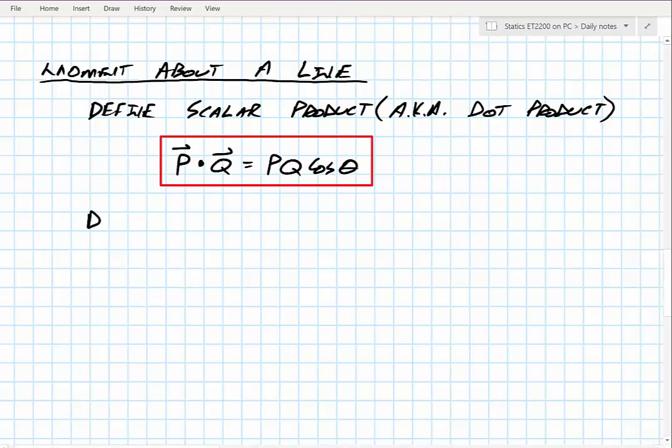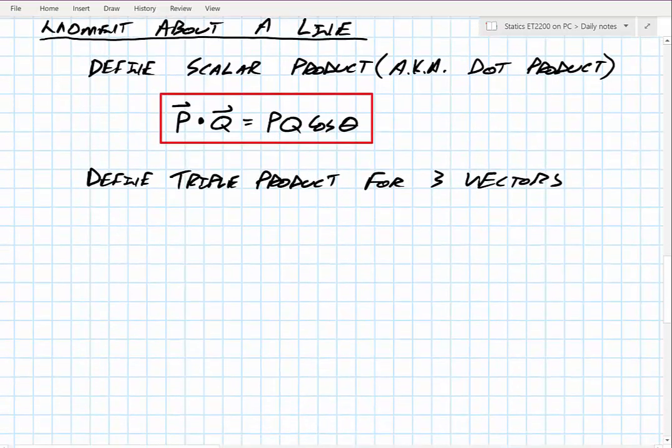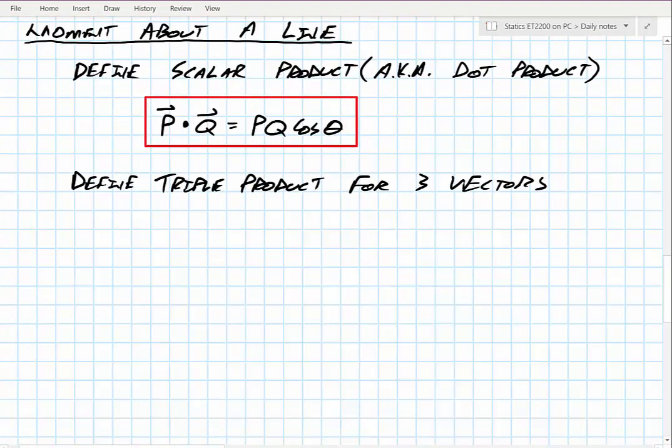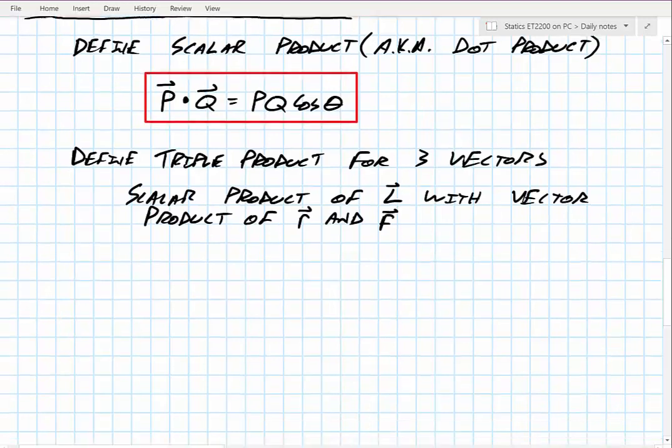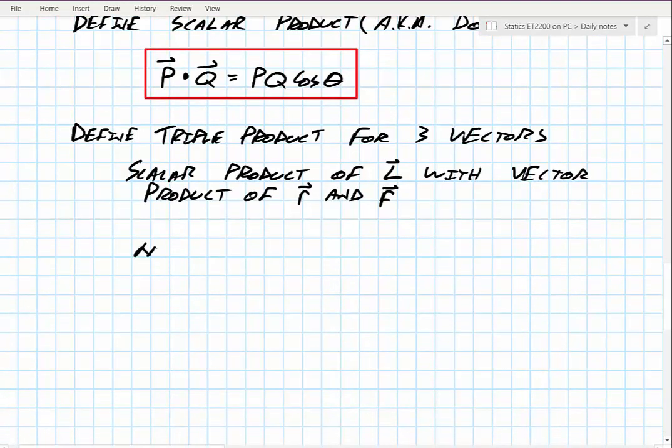So the next little thing that we need to define is the triple product for three vectors. So the triple product of three vectors is a scalar product of a line with a vector product of a radial arm and a force. What? I know that sounded crazy, but let me write it out and I think it'll make more sense. There, now it's not clear at all, is it? Well, this is the easiest way that you could probably represent this.